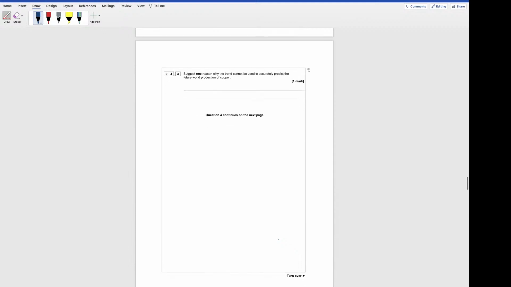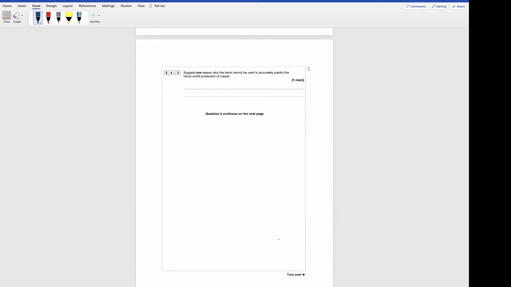Question 4.3, I think this is the last one on 4. Suggest one reason why the trend cannot be used to accurately predict the future of the production of copper. We don't know what the future holds, basically. We might run out of copper in 2 years. We don't know. There might be a sudden demand, a sudden surge for copper. And then we don't have any left after 2030. So we don't know. So it's a finite resource.